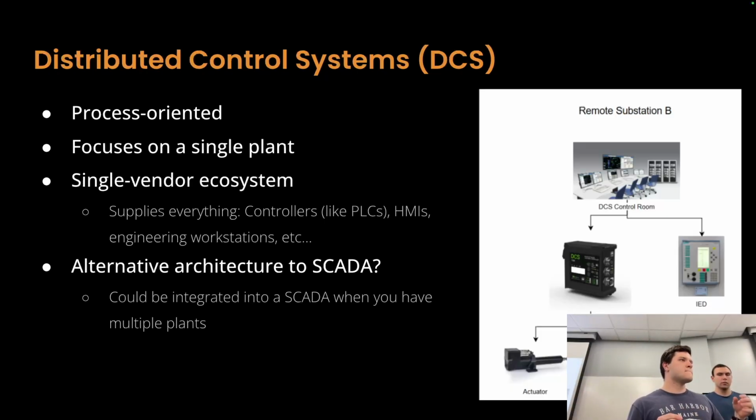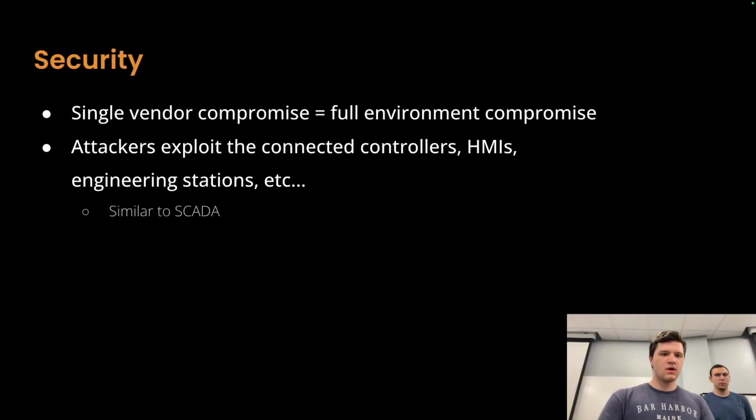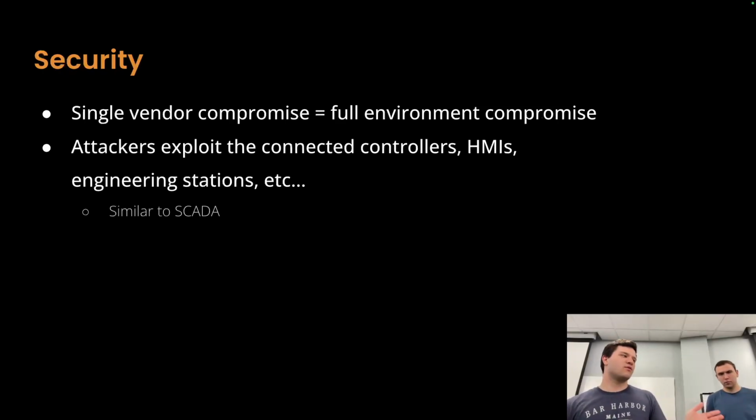Where it's different from a SCADA is, I mentioned how a SCADA could cover multiple plants, while a DCS is only one plant. So it's the same kind of thing as the SCADA security-wise, but the big difference is that because you have one single vendor, if that one single vendor gets compromised, then your full environment's kind of cooked.